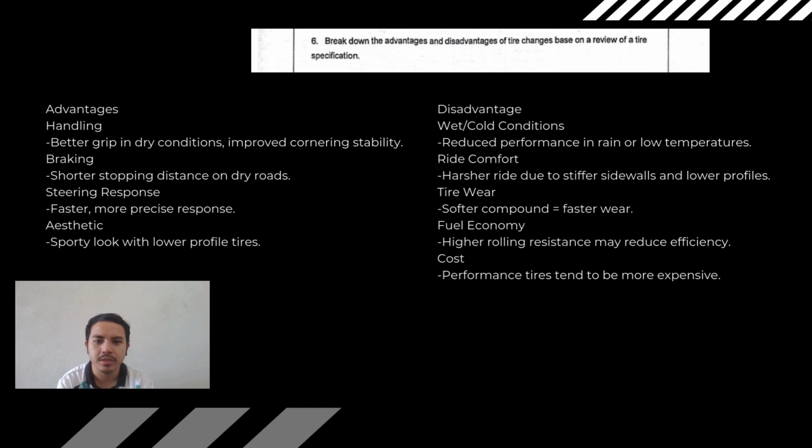The third one is tire wear. If it uses a softer compound, it wears faster. The fourth one is fuel economy. Higher rolling resistance may reduce efficiency. And the final one is cost. Performance tires tend to be more expensive.